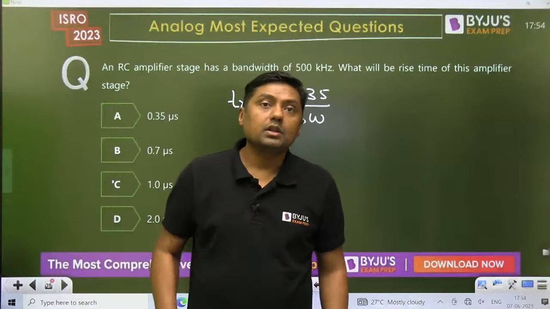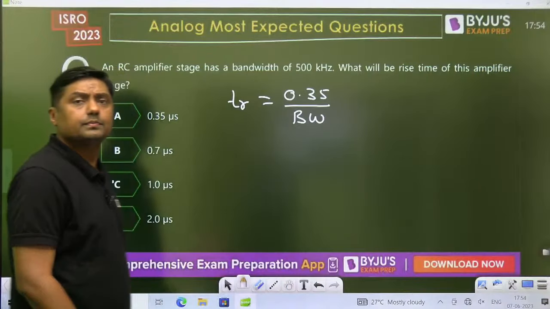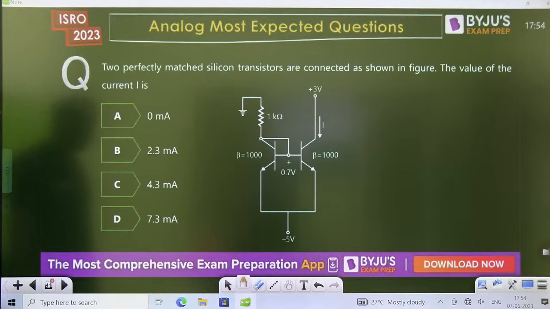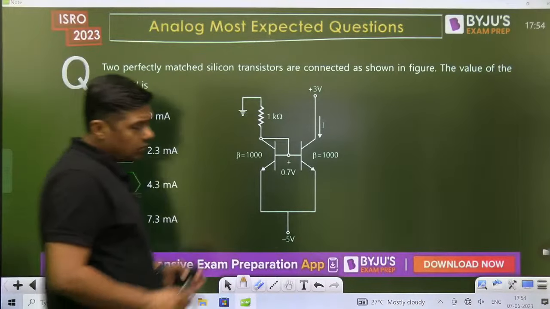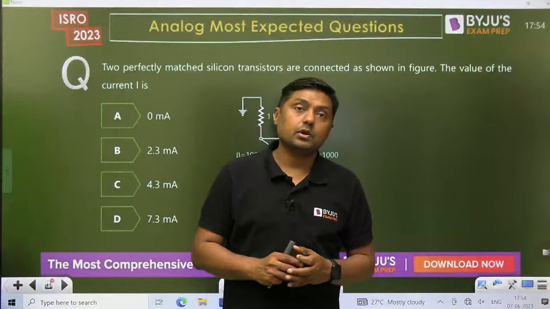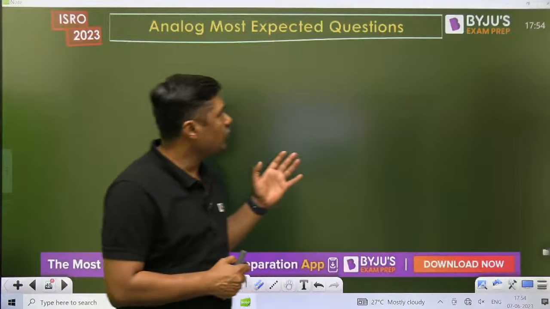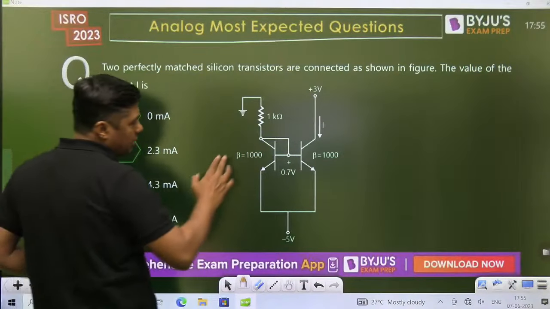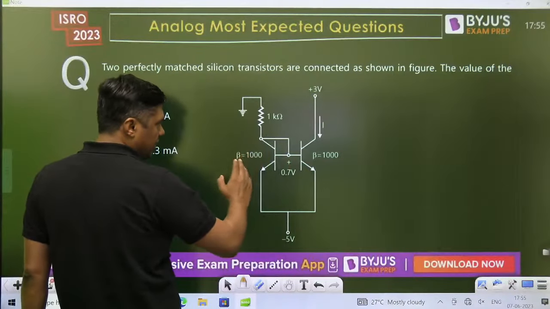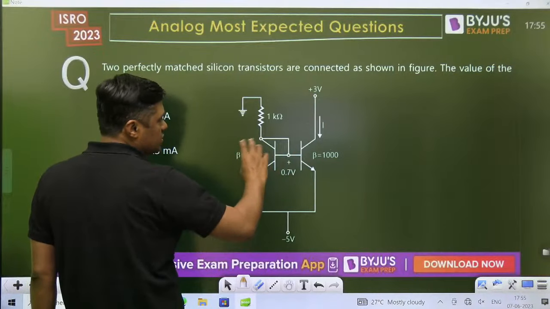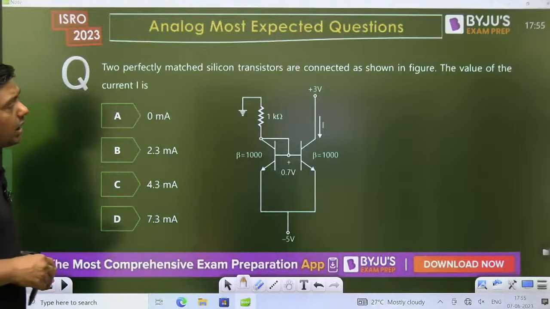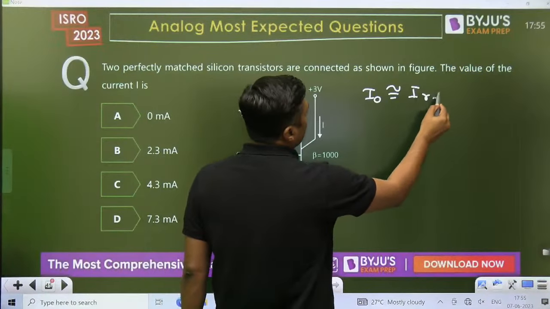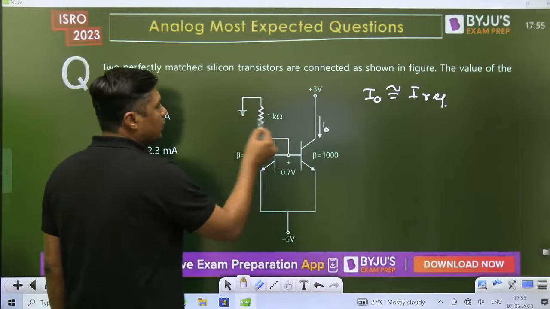Then next one, there is another very important topic, the current mirror circuit. That is the direct formula for rise time, and now the current mirror circuit. In the current mirror circuit, always remember, we are using matched transistors, beta 1000. Beta should be very, very large. These two transistors should be identical. Then the output current is the mirror image of the input current or reference current, and the output current is forced to equal the input current.